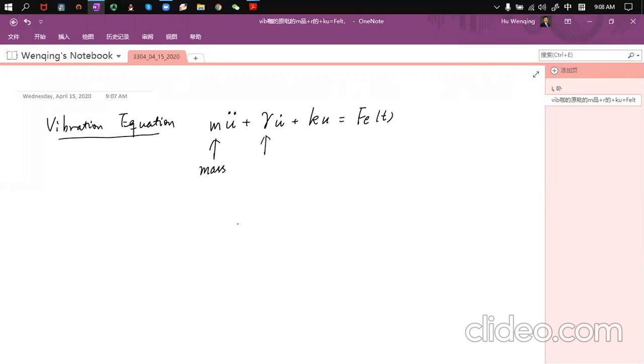What is gamma? Anybody has an idea? Damping constant. Yeah, that's very good. Thank you very much. This is a damping constant, right? What about k? Anybody has an idea? Like, what's k? Spring constant, right? Very good. Spring constant, or sometimes we call it the Hooke's constant, right? So this is very important.